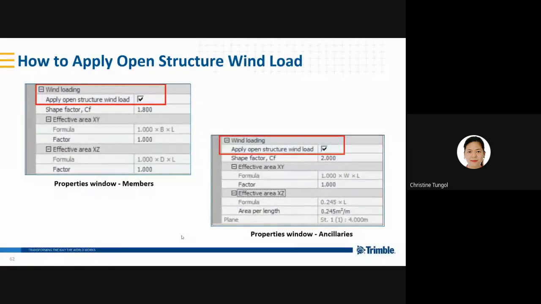How to apply the open structure wind load? It can be applied by selecting the option Apply Open Structure Wind Load through the property window and show alter state. This is for structural members, ancillaries, and equipment. For member properties, it is only for structural members. Open structure wind load is on by default for ancillaries and equipment, and off for structural members. It can be applied on members either by span or by stack basis.